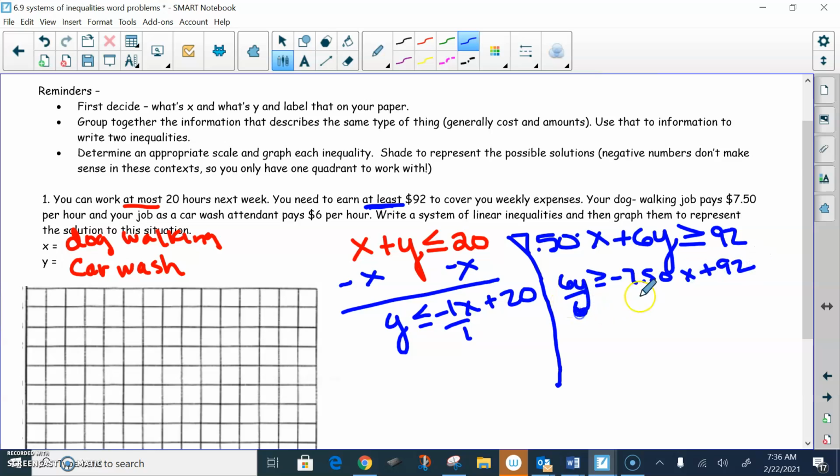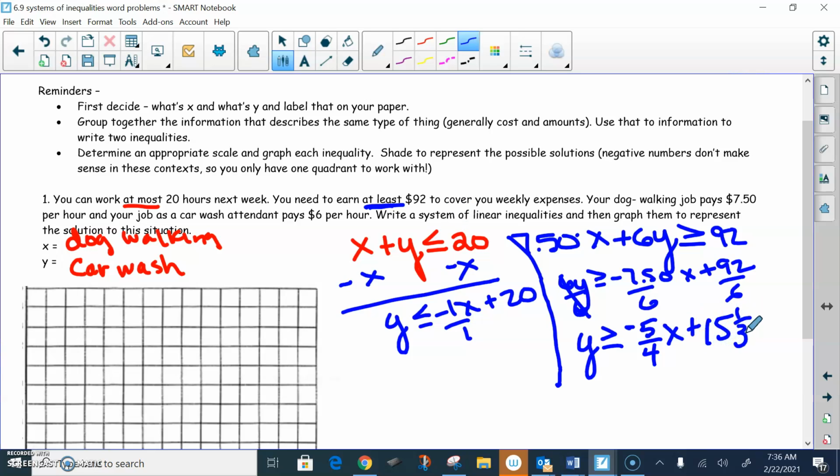Now we're going to divide everything by 6. I'm going to use my calculator to simplify that fraction, and that gives me negative 5/4. That's not a bad slope, we can handle that. Then x plus 92 divided by 6 gives us 15 1/3. We'll just estimate that on our graph.